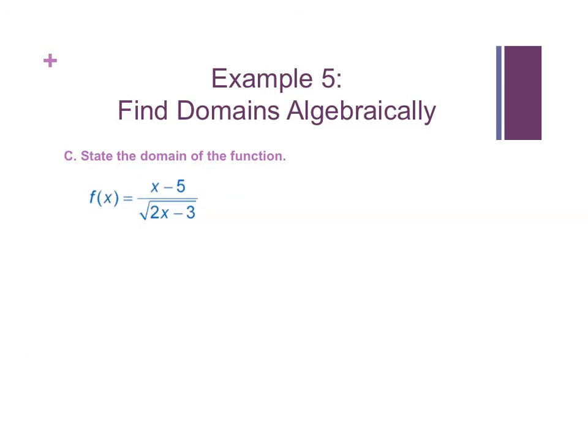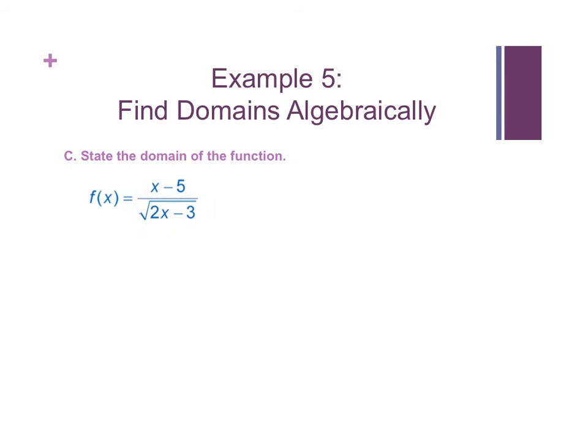In example 5, we're asked to find the domain algebraically of the function f of x equals x minus 5 divided by the square root of 2x minus 3. Now in this example, you kind of have a double whammy. You have a radical, in which you have to worry about there being a negative underneath the radical, as well as a fraction, in which case we know that the denominator cannot equal 0.